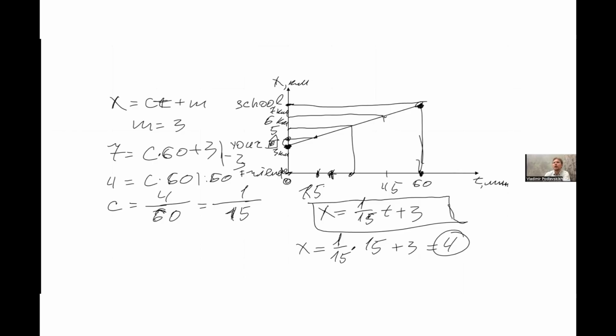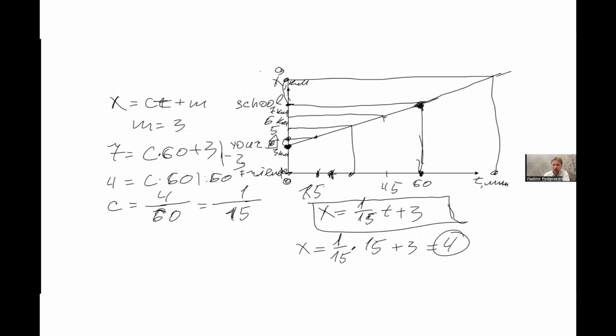For example, we were scrolling Instagram, forgot to go to school and just go further and further. Where would we be in 1.5 hours? It's easy to find. Just apply here 60 plus 30, 90. And what we get, 6. Yeah, 6. It would be 9 kilometers. So we'll pass the school by 2 kilometers. So it's 9 kilometers.